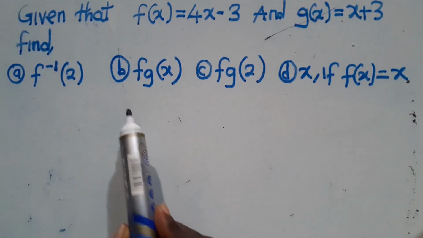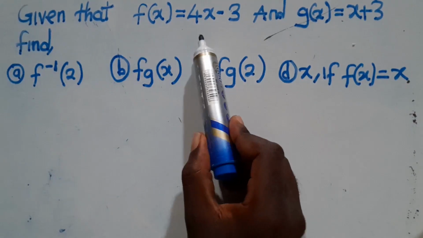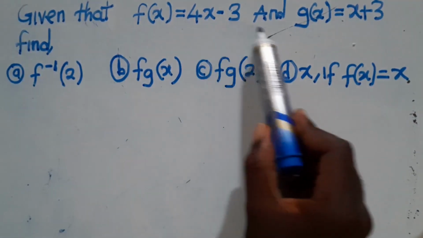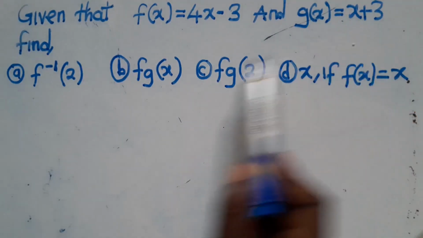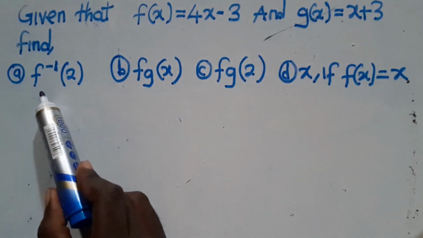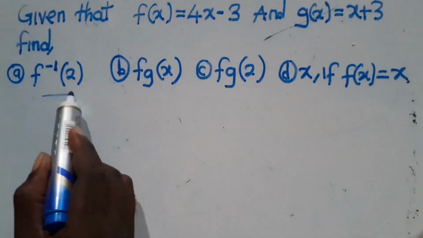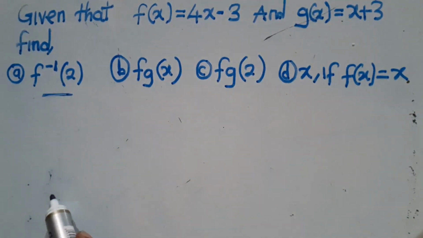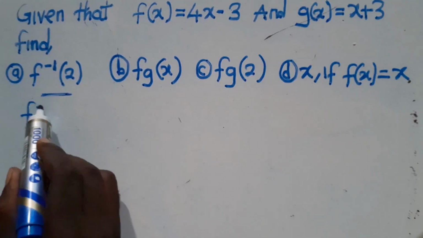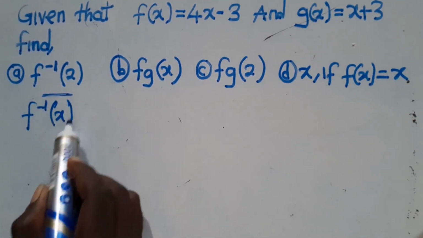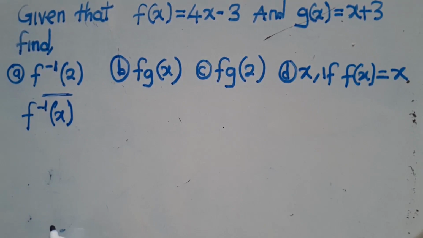The question is saying, given that f of x is equal to 4x minus 3 and g of x is equal to x plus 3, find the first question. We are going to start with this first question where we are told to find f inverse of 2. How can we find f inverse of 2? For us to find f inverse of 2, we need to find the function f inverse of x.